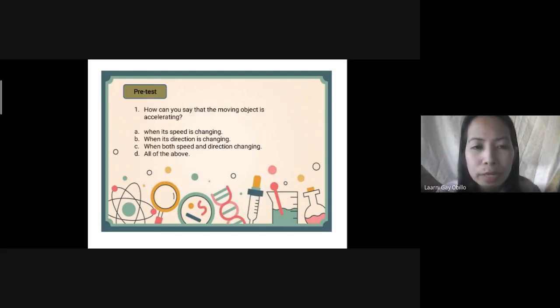For number 1, how can you say that the moving object is accelerating? A. When its speed is changing. B. When its direction is changing. C. When both speed and direction are changing. Or D. All of the above. Write your answer.